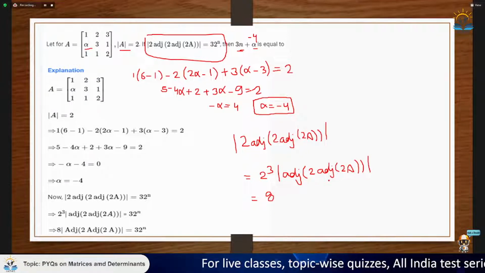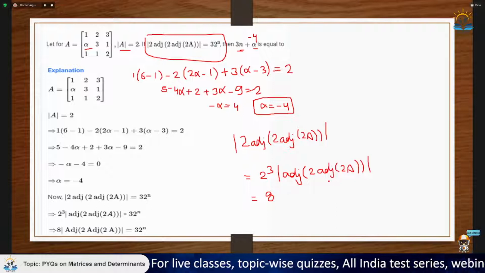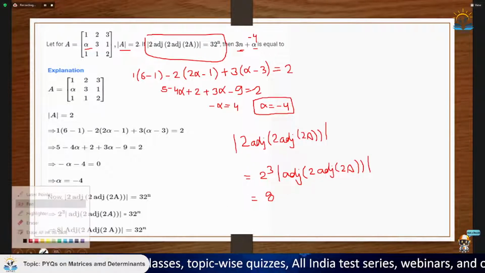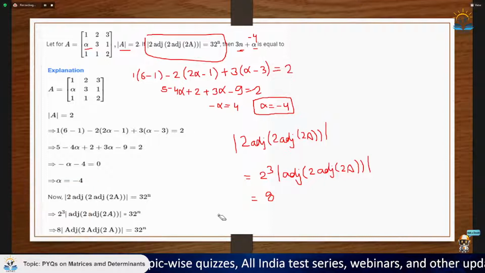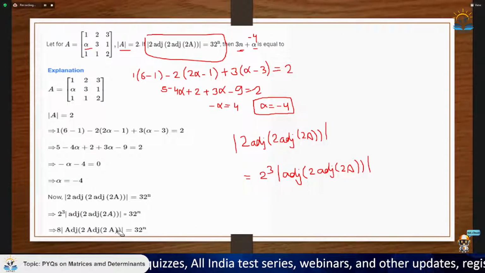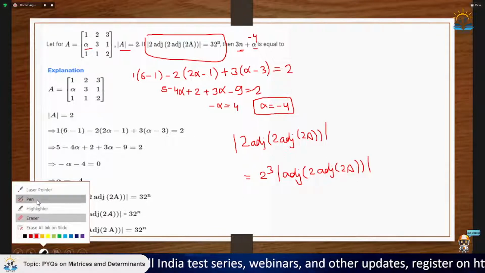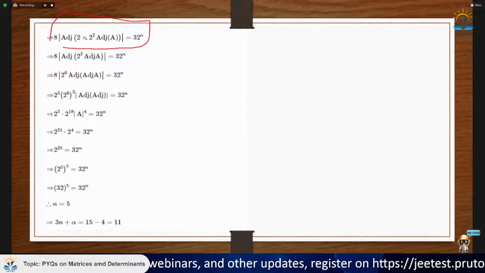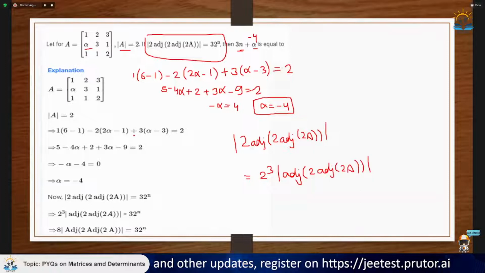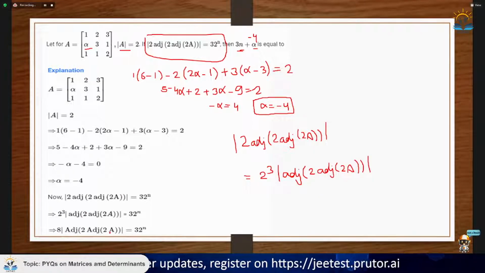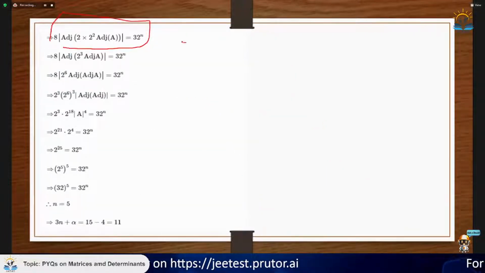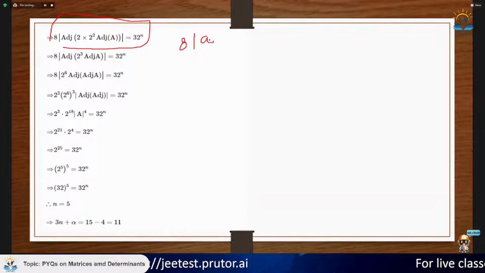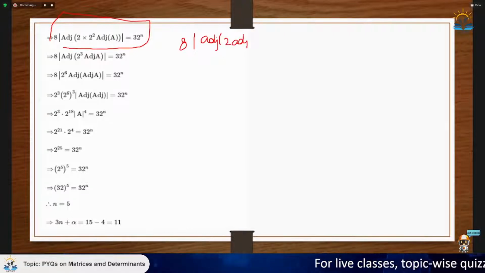Again you can use the properties of adjoint only. So basically, let me make it clear and move on to the next page, since here it is till this step only. So this step you got, I think so. And now let's move on to next. So this is the thing which we did, and now it is saying 8 times adjoint of 2 times adjoint of 2A. So let me write it that side. 8 times adjoint of 2 times adjoint of 2A.